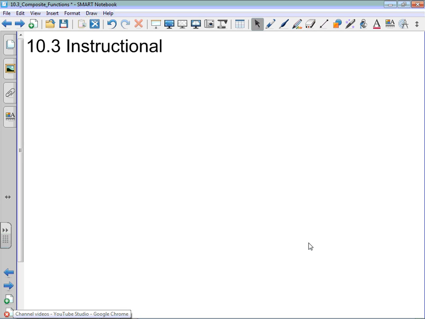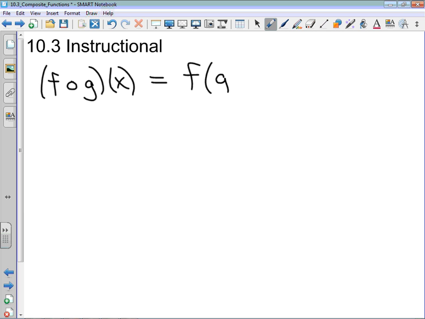All right, this is the 10.3 instructional video for Math 30-1, and we're going to talk about function composition, which can be written a couple different ways. We can write it as f open dot g of x, which is to say f of g of x, which immediately looks a little more complex than addition or subtraction, and it is really important that the order in which you put those functions matters.